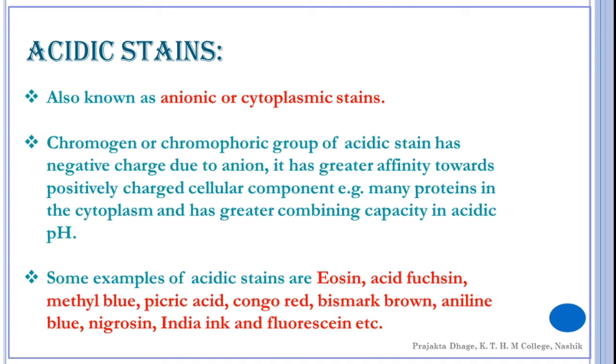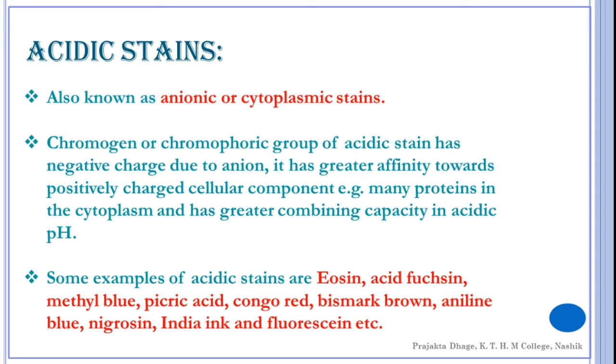When the coloring property of the stain is in the acidic radical of a neutral salt, the stain is referred to as an acidic stain. The chromogen or chromophoric group of an acidic stain has a negative charge due to the anion. It has greater affinity towards positively charged cellular components, like many proteins in the cytoplasm, and has greater combining capacity in acidic pH.